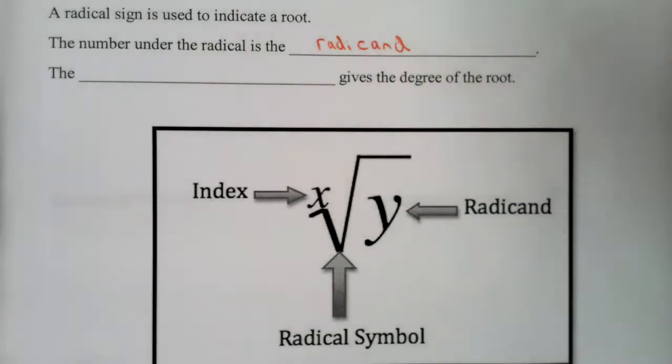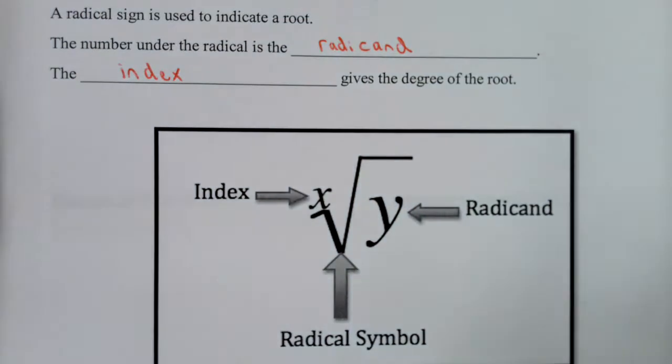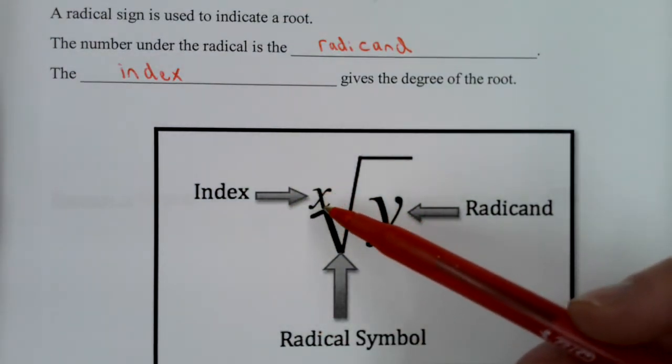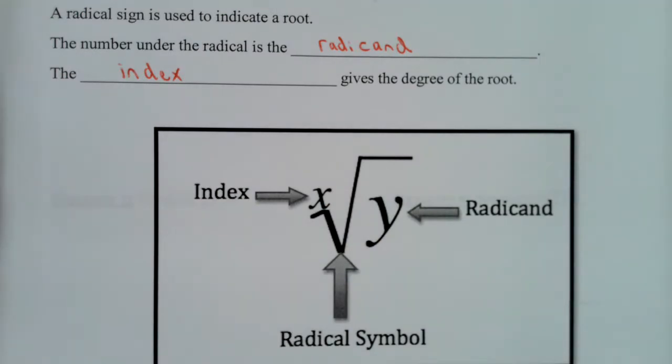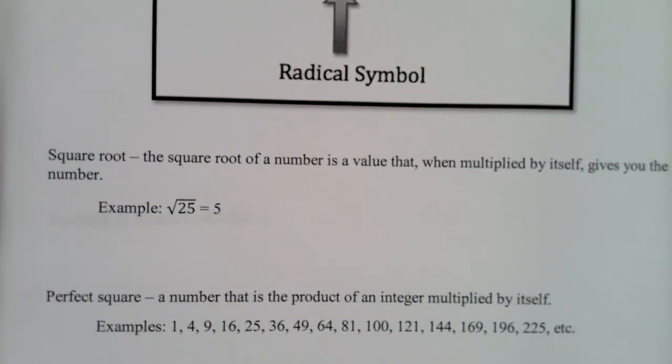And the index gives the degree of the root. So that's the index right there. If there's no number written as the index, then it's implied to be a 2, okay? So for our lesson, we're going to focus on square roots. But you could also have cube roots, fourth roots, fifth roots, sixth roots, seventh roots, and so on. Okay? But if there's no index, then it's implied to be a 2. Okay? So like I said, we're going to focus on square roots.